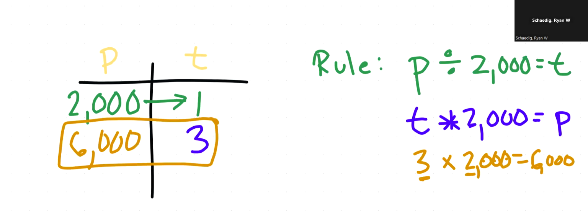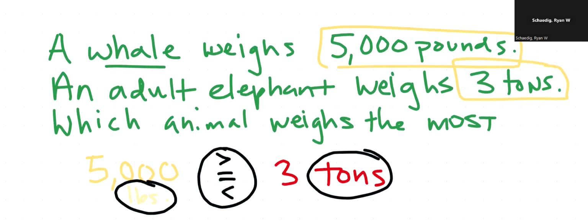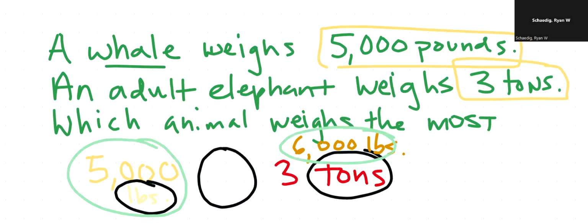So let's go back over here, and in place of these 3 tons, I'm not going to cross it out. I'm just going to write above it 6,000 pounds. And now we can just look and say, what would make sense? Let's think about what symbol we would put in there. I have 5,000 on this side. I have 6,000 on this side. That actually means my higher value is the 3 tons.